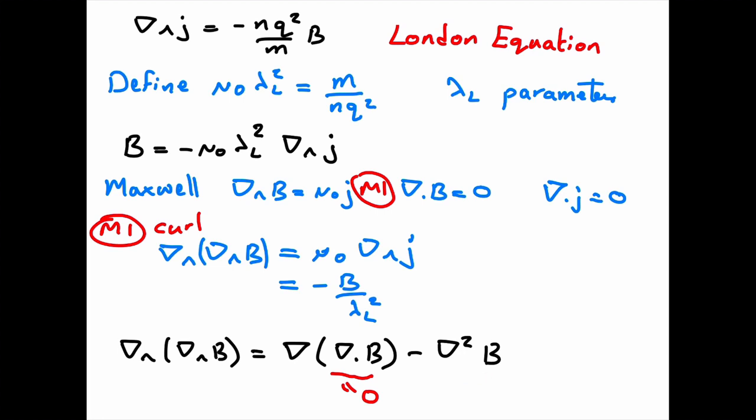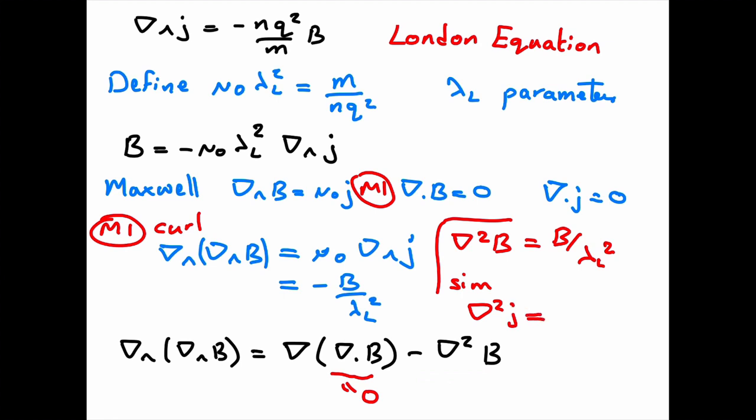So if I just use this space up here, what this means is that del squared B is equal to B over lambda L squared. So it's a nice differential equation that the magnetic field in a superconductor must obey. Now, with a little bit of extra manipulation, we can actually show that the current density also obeys essentially the same equation.